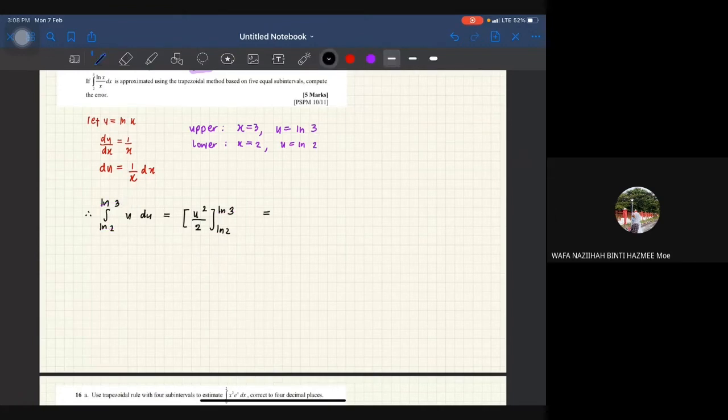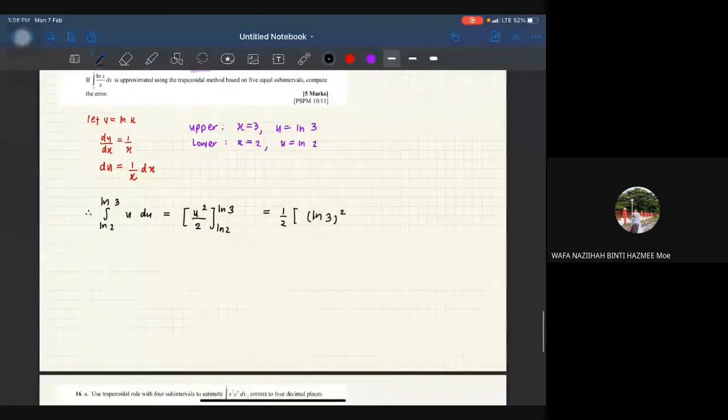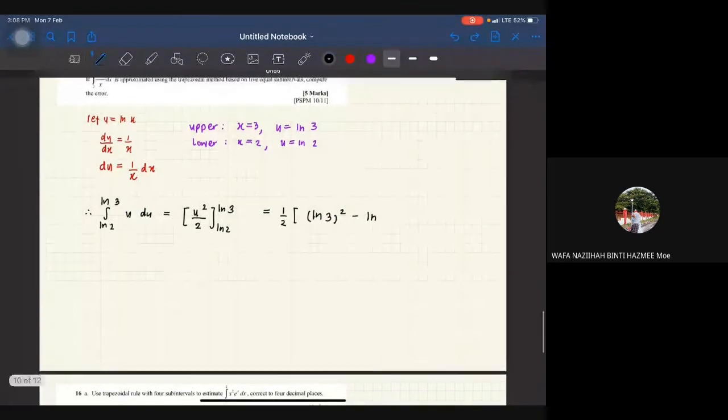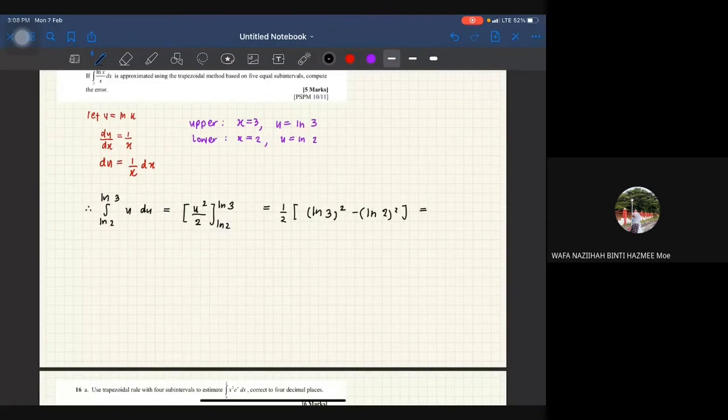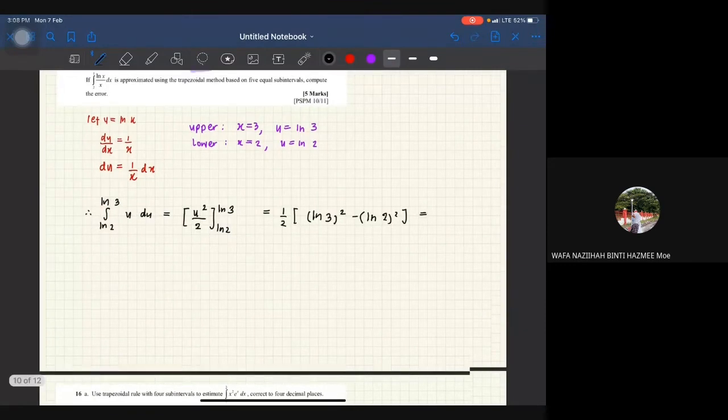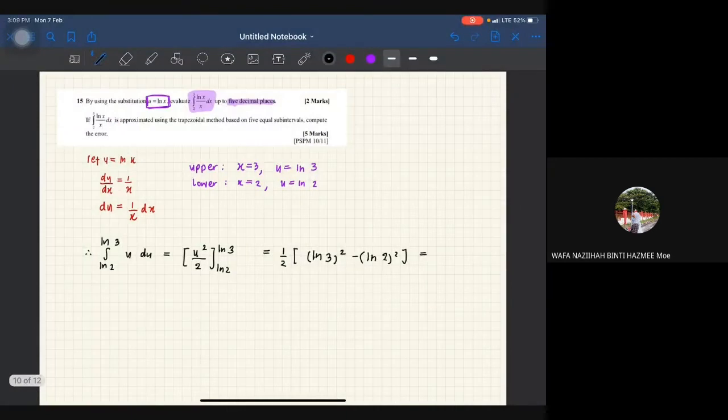Okay, so jom kita sambung. So saya letak 1 over 2 dekat luar, and then saya substitutekan ln 3 square and then minus ln 2 square, and then I close the bracket. Okay, so what do I get for this one? Nombor 15. Apa kita dapat untuk this one? Dia nak 5 decimal places kan? So awak kena bagi dalam 5 decimal places sajalah.